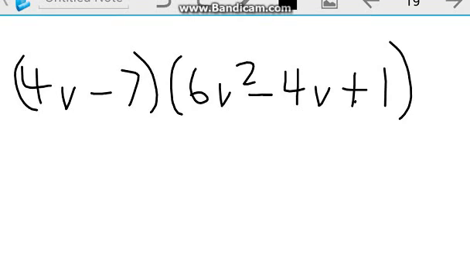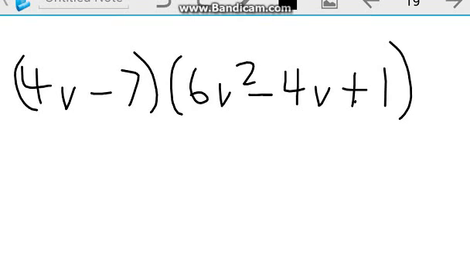And a polynomial is a mathematical expression with two or more terms. Since there are three terms in the second group of parentheses, that makes it a polynomial. So we're playing around with the distributive property.